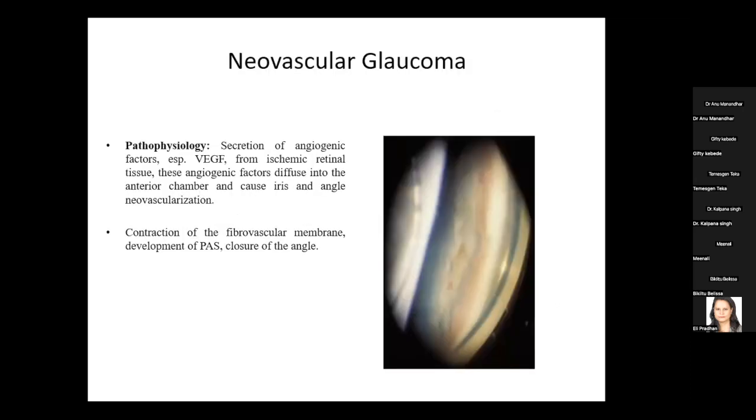The main pathophysiology is secretion of angiogenic factors, especially VEGF, from the ischemic retinal tissue. These angiogenic factors diffuse into the anterior chamber and cause neovascularization in the iris and angle. These new vessels are associated with a fibrovascular membrane, and when it contracts, it causes formation of PAS and angle closure. In this picture, we can see complete closure of the angle.